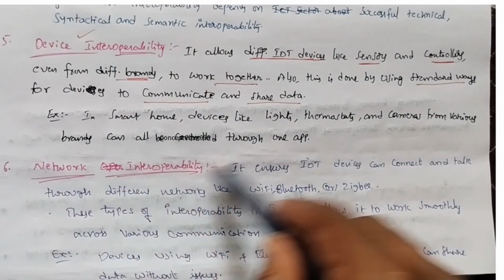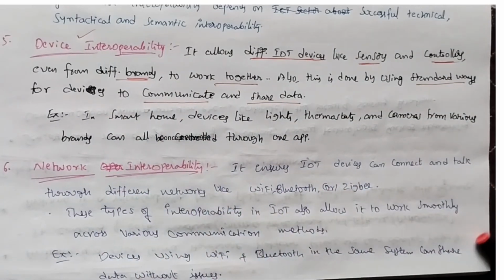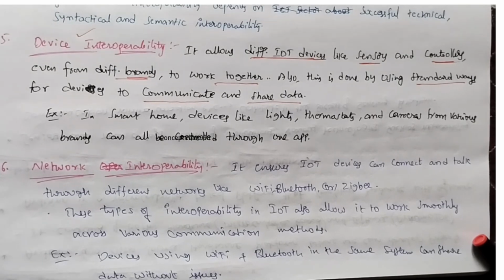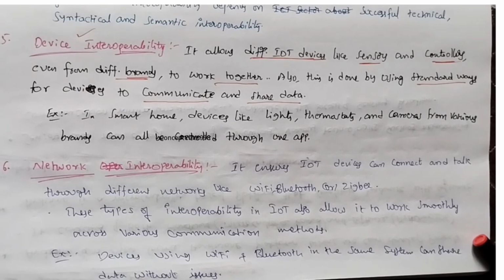And the last one is network interoperability. What is the meaning of network interoperability? It ensures IoT devices can connect across different networks like Wi-Fi, Bluetooth or Zigbee. This type of interoperability in IoT allows devices to work smoothly across various communication methods.